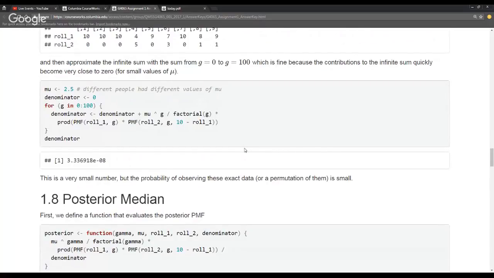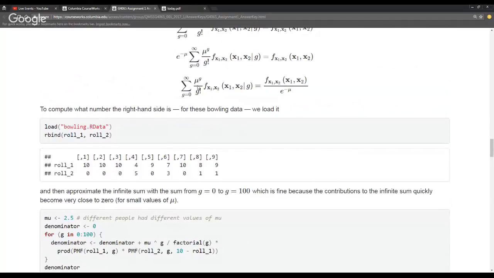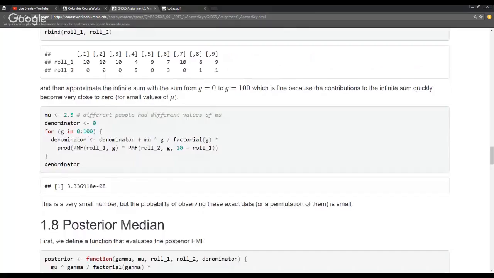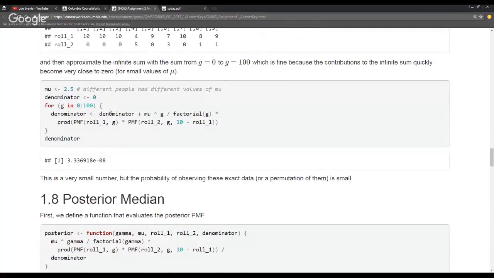But in this case, the contributions to this infinite summation become very close to 0 pretty quickly for small values of mu. And so summing from 0 to 100 is going to be just fine. So I'll use mu is equal to 2.5. All of you had different numbers. We'll just start a denominator at 0 and accumulate it up.